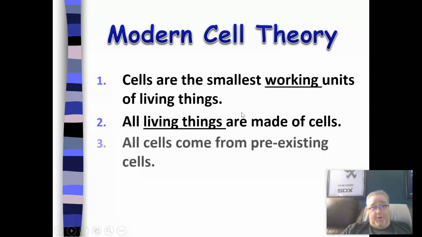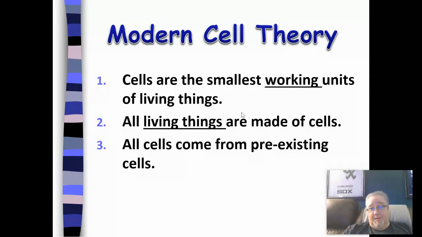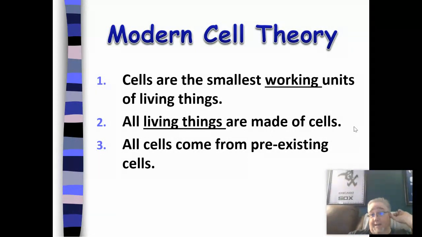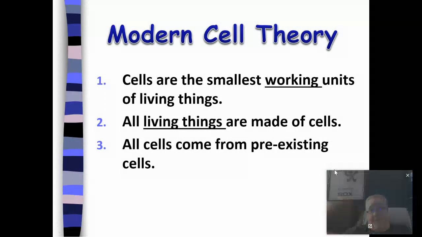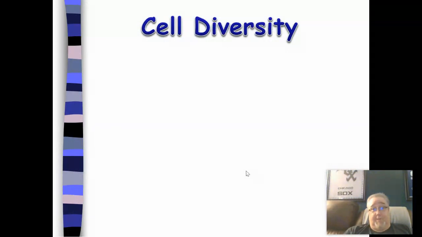The modern cell theory really has three parts to it, which I think are kind of common sense. Number one, cells are the smallest working units of living things. That's the same thing as saying you're alive because your cells are alive, which you've heard me say numerous times. Number two, all living things are made of cells. So if it's alive, it has cells. And number three, all cells come from pre-existing cells. So every cell in your body, for example, came from another cell.